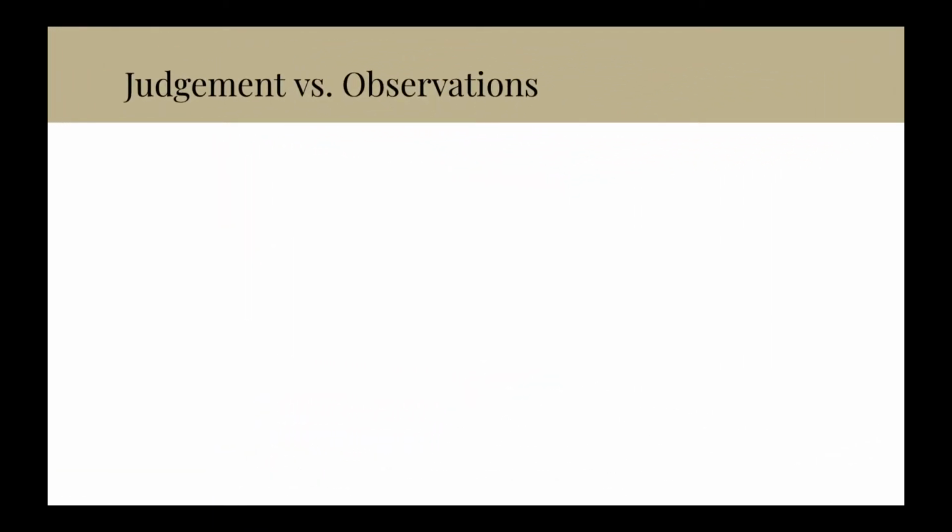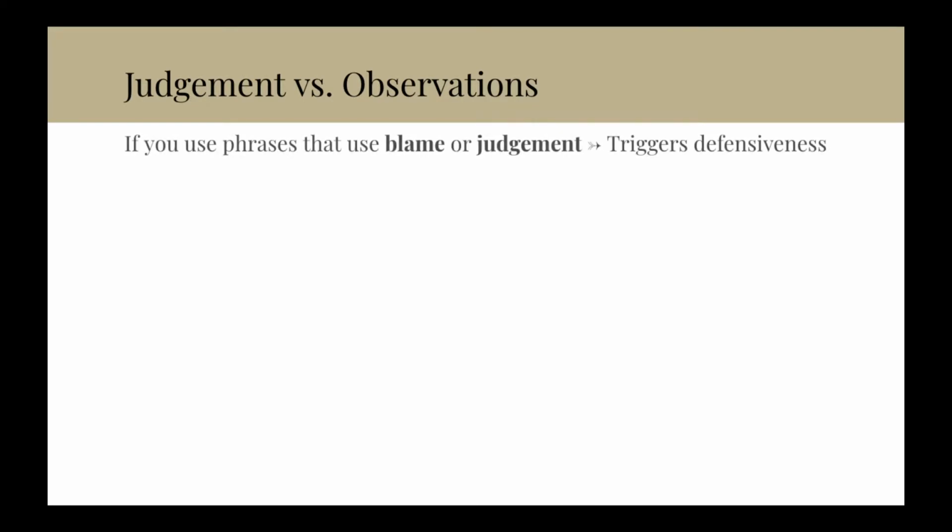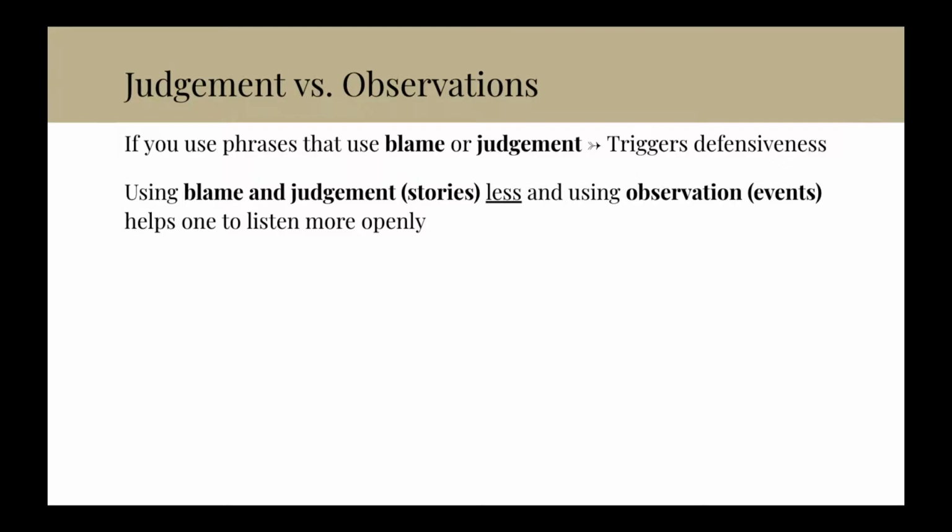So, the idea about stories and events is exactly what observations and judgments are about. The reason why we want to be conscious of whether we're expressing ourselves with judgments or observations is because if we use phrases that use judgments, which in turn can convey blame, they trigger defensiveness in whoever is on the receiving end. So, what we want to do is to use less of blame and judgments, which are stories, and use more of observations or events, which help the listener listen more openly without immediately wanting to respond or argue.